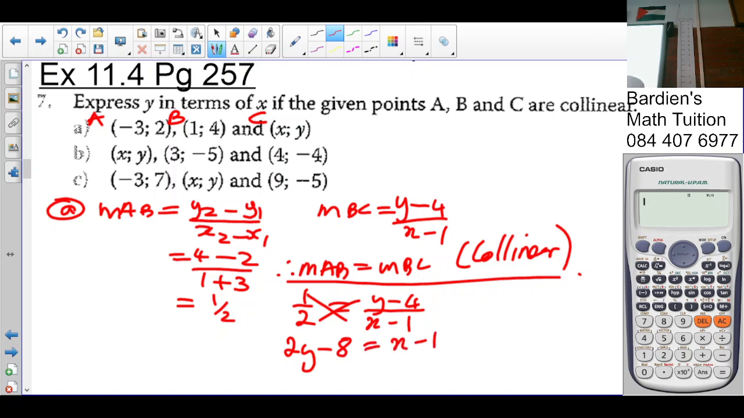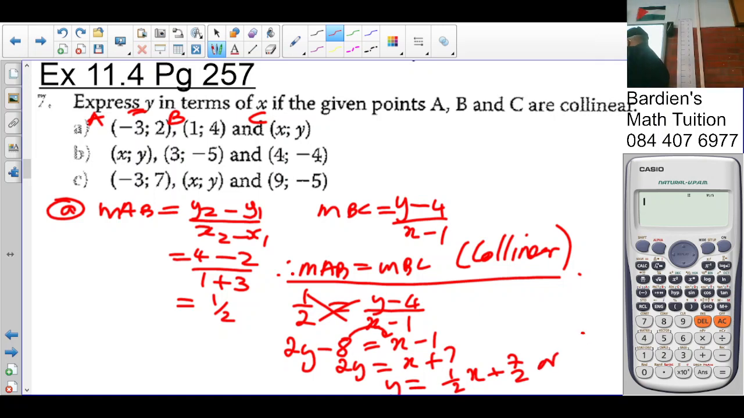Equals x minus 1. What do they want? They want y in terms of x. So in other words, I must make y the subject of the formula. Can you see that? Bring that over. So 2y is equal to x plus 7, divided by 2. Y is equal to a half x plus 7 over 2, or x plus 7 all divided by 2.